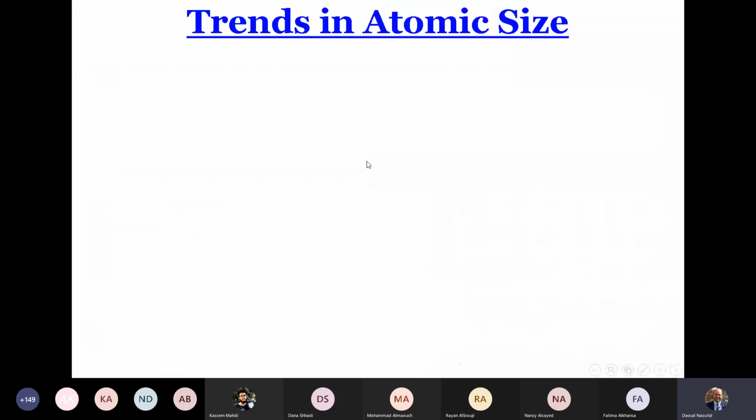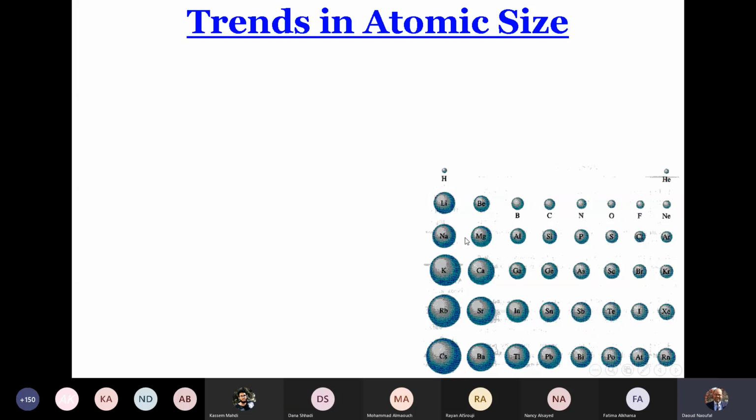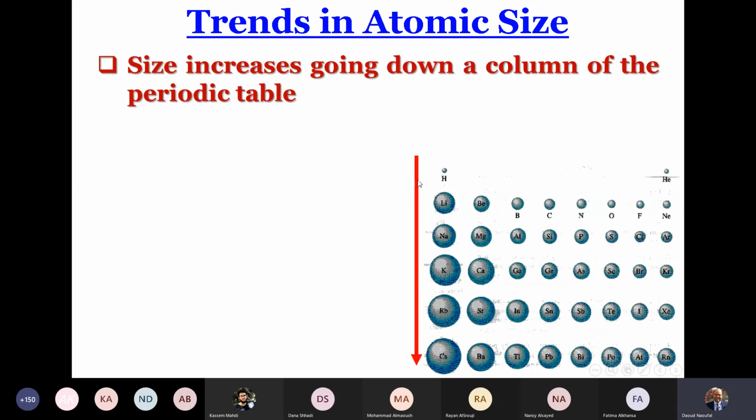Our objective is to know the trends in atomic size. That means what is the order of change in the same period, in the same row, or in the same column, in the same group. The atomic size in the periodic table increases from... So the size increases going down a column. So the size increases from up to down.